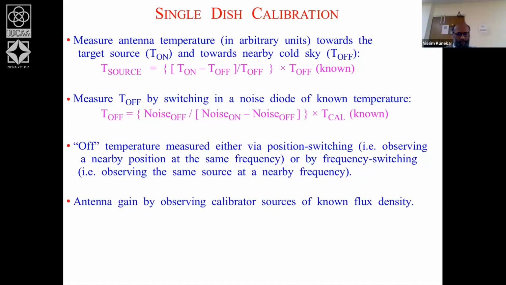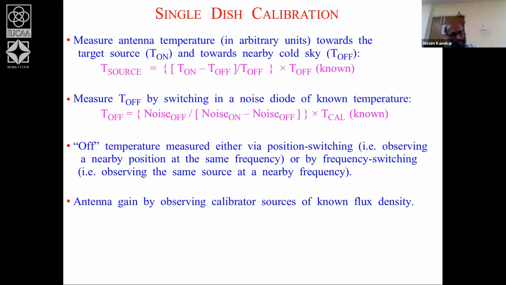Moving on to single dish calibration, the way you calibrate a single dish is that you measure the antenna temperature. I've said arbitrary units, but that's not quite right, because what you will do is measure first towards the target source, which I've called T on, an uncalibrated measurement of the noise power in some arbitrary units, and then towards nearby cold sky. This is called position switching. Alternatively, you could measure the off temperature at a nearby frequency, not on the same source but at a nearby frequency. The first of these, where you observe an off position on the sky, is called position switching.